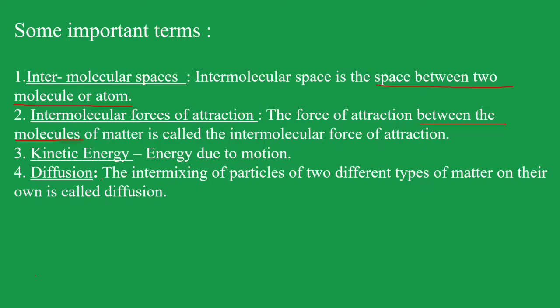Clear? Then kinetic energy. What is kinetic energy? It is the energy possessed by a moving body, or the energy due to motion. When a body is in motion, always remember that the body possesses kinetic energy. Next, diffusion. What is diffusion? It is simply the intermixing of particles. When two different types of matter intermix on their own, the process is known as diffusion. Thank you.